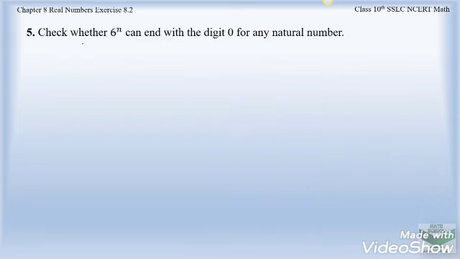Now coming to question number 5, which says, check whether 6 power n can end with digit 0 for any natural number. Here we have to give a value to n that must be a natural number. What are the natural numbers? It will start from 1, 2, 3, 4 and goes up to infinity. We have to give any value to n such that the number after simplification should end with the digit 0.